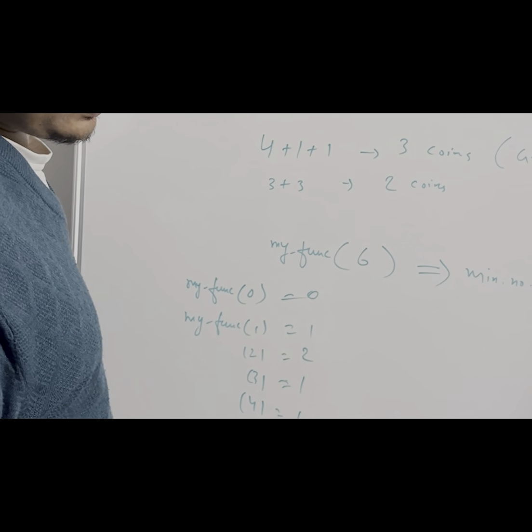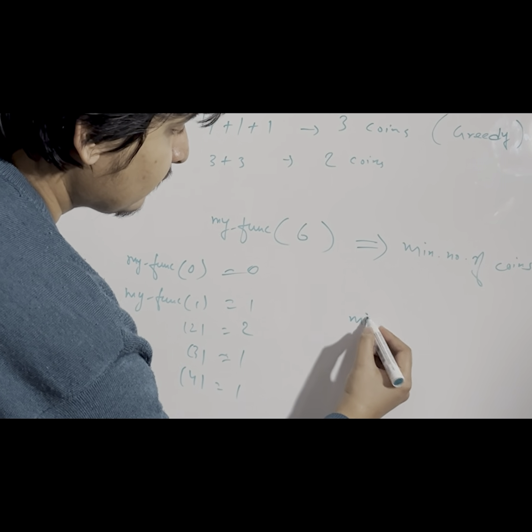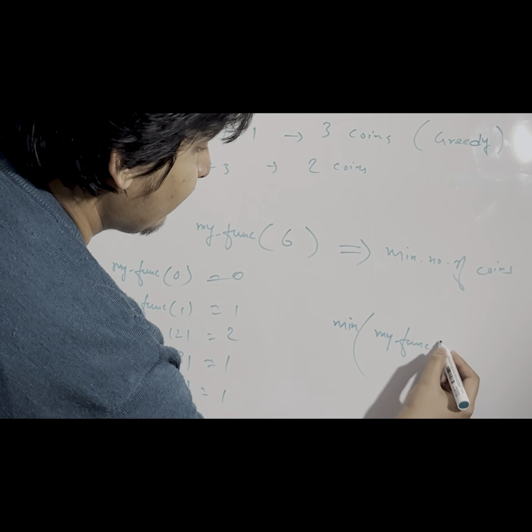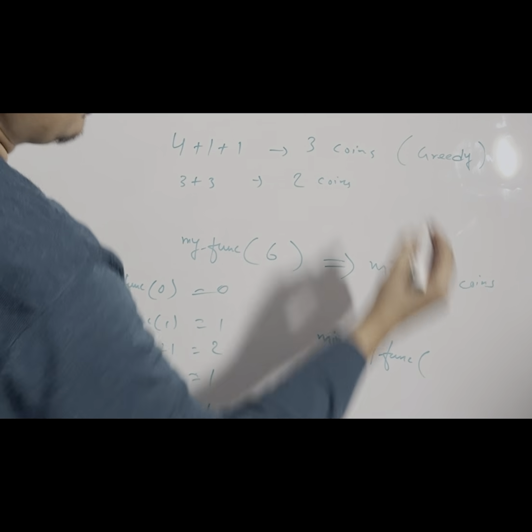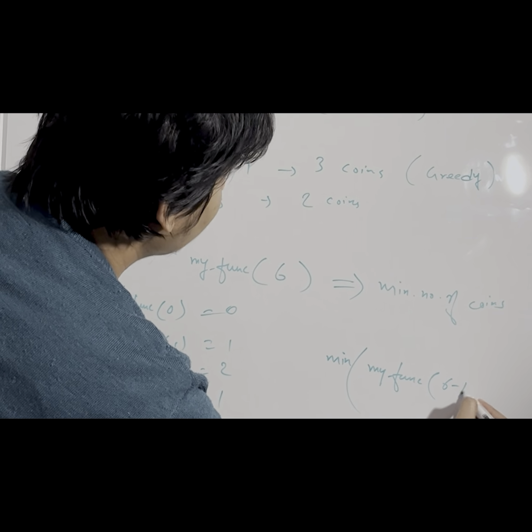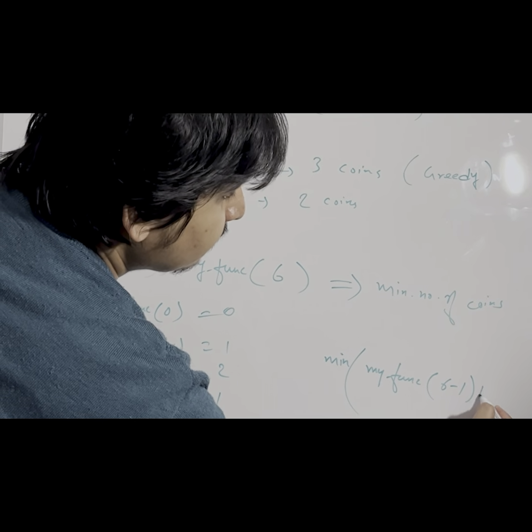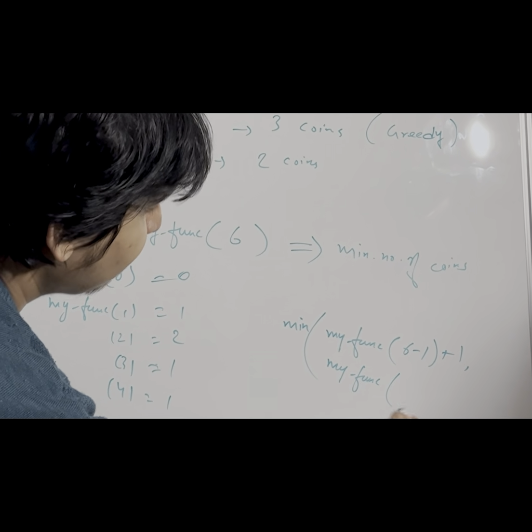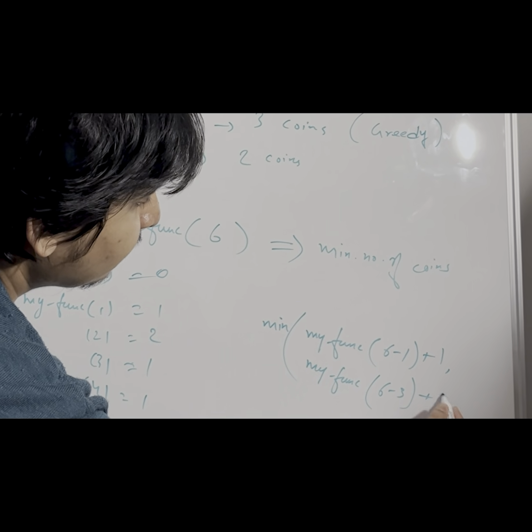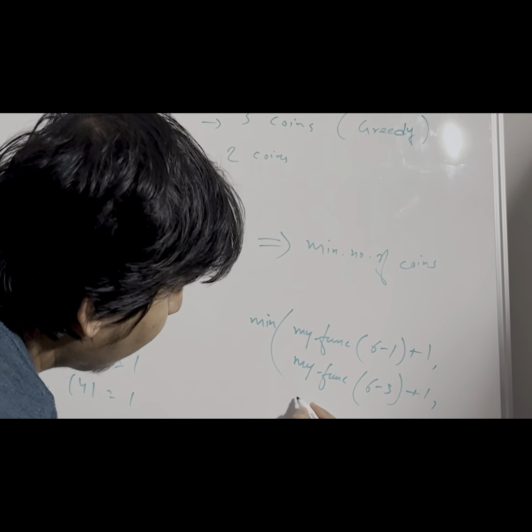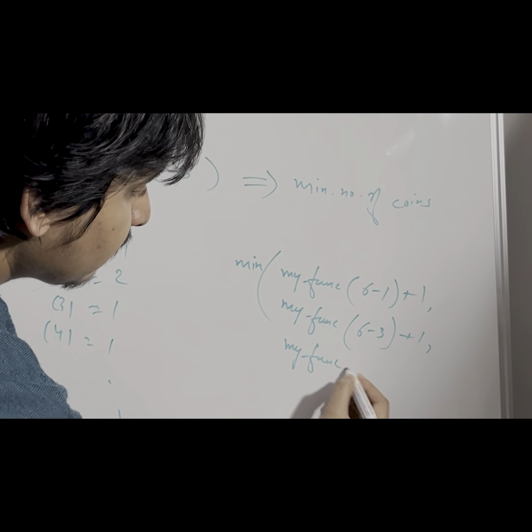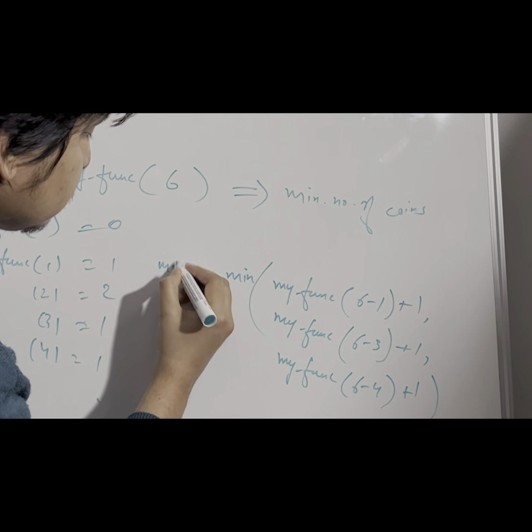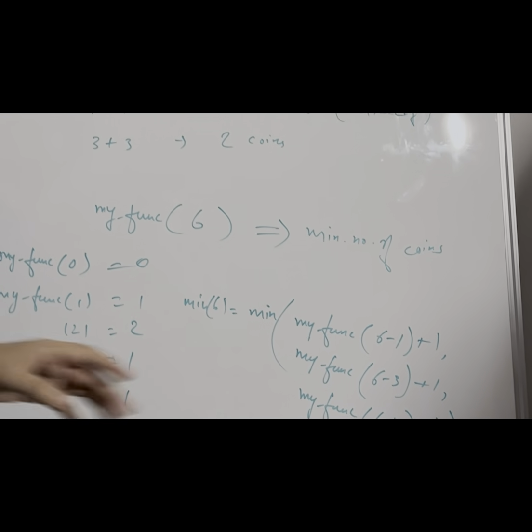So to produce 6, what you can do is take a minimum of my func. You have 3 denominations, so 6 minus 1, since you have used 1 coin, or you can do 6 minus 3 plus 1, since you are using this coin, or you can do this. This will be a solution.